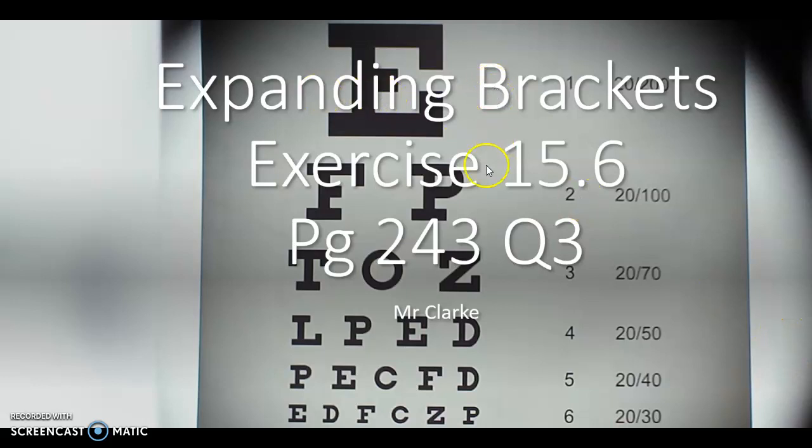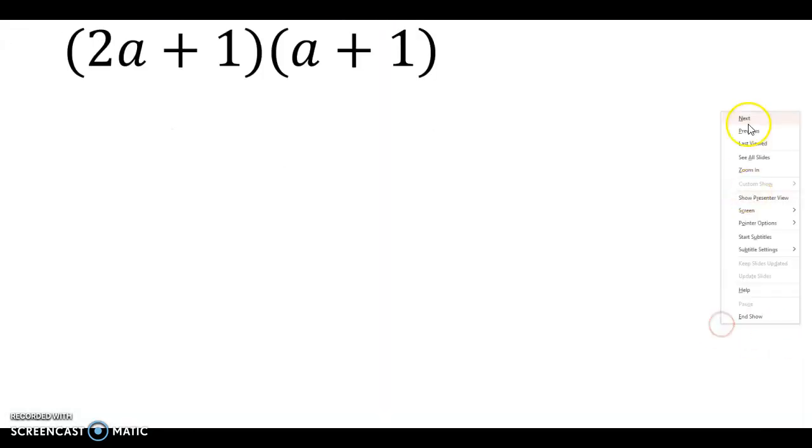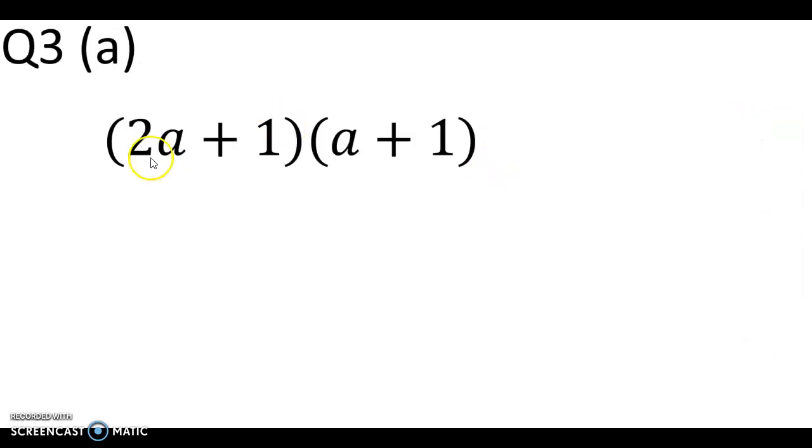This is expanding brackets, exercise 15.6, page 243, question 3. So what we've got going on in this question, if I can get on to the next slide. So here's the first question. It's 2a plus 1 multiplied by a plus 1.